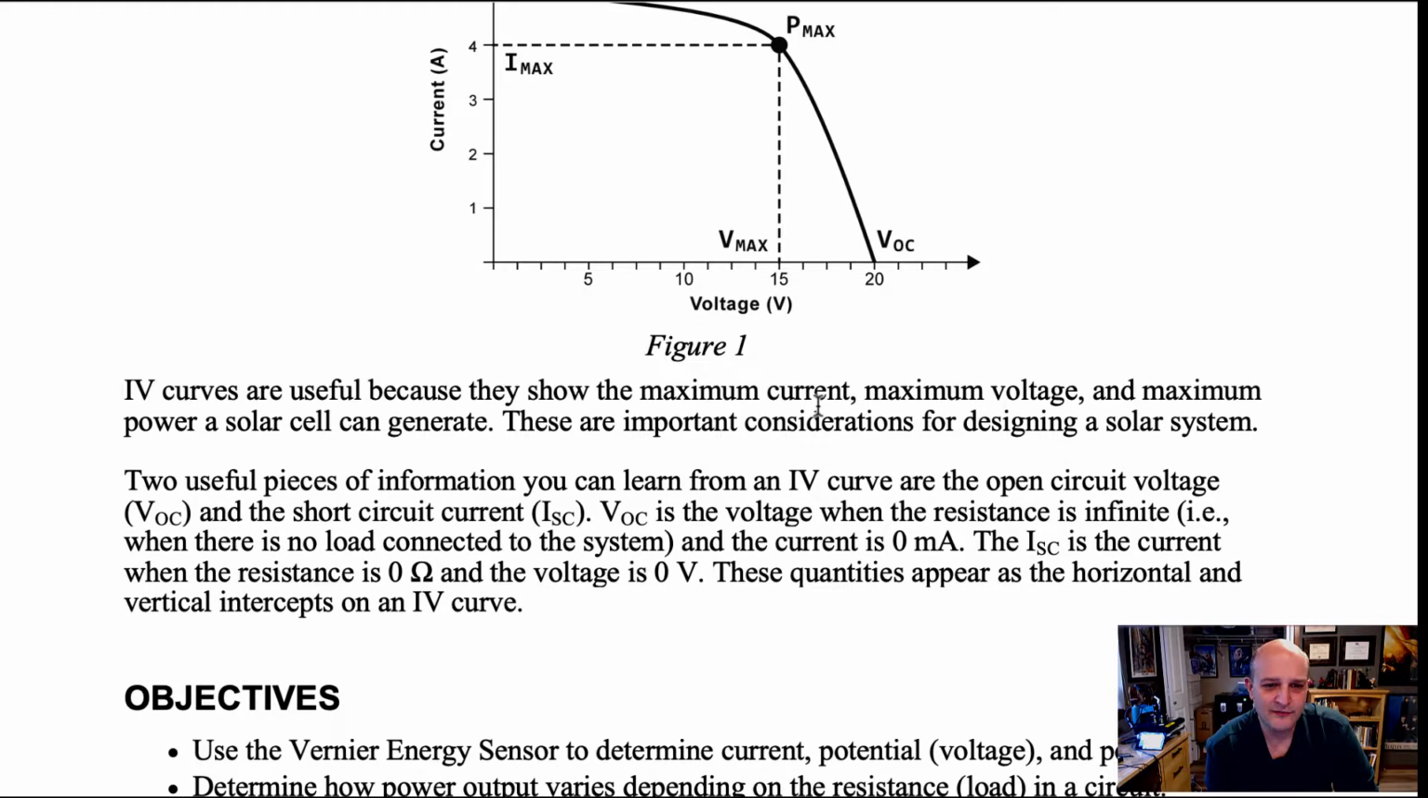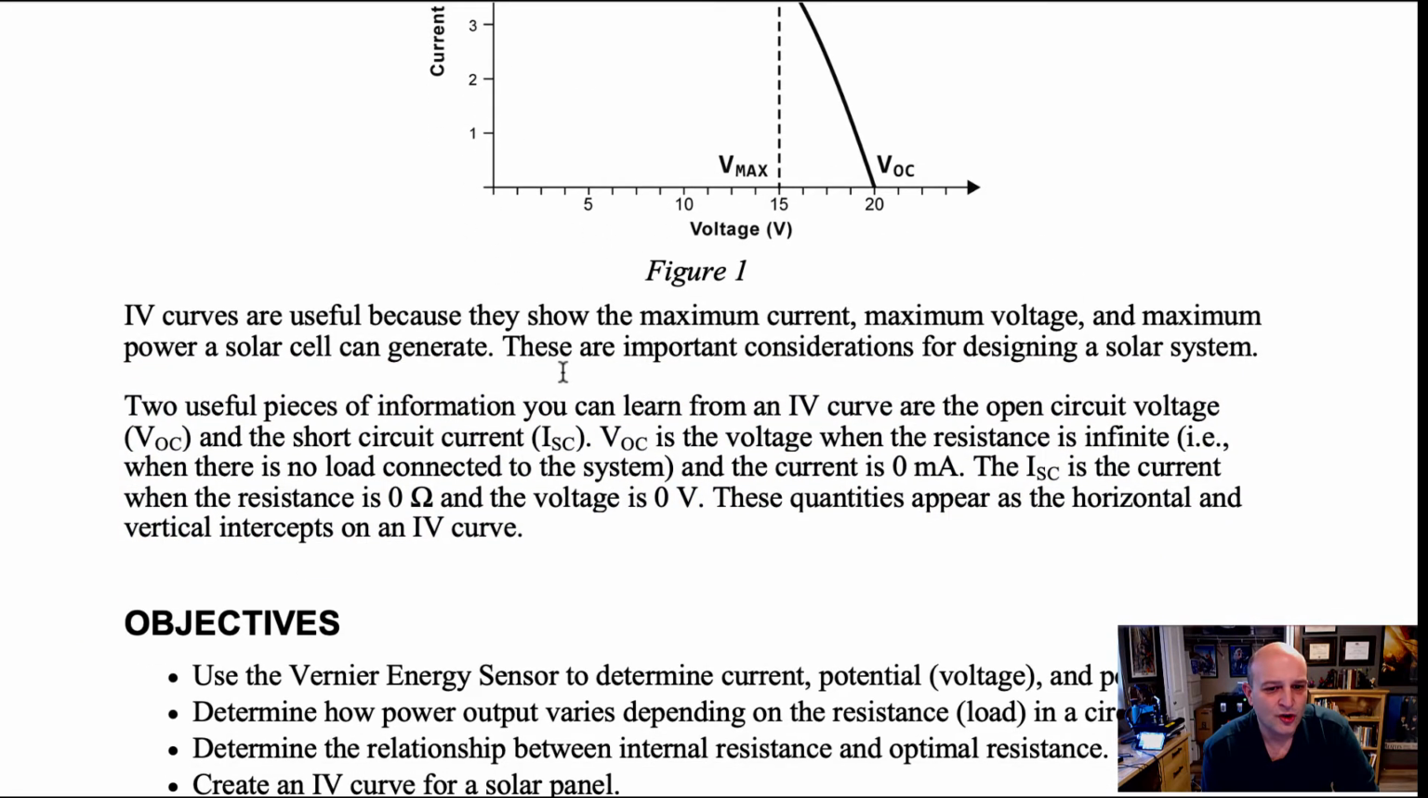Two useful pieces of information you can learn from an IV curve are the open circuit voltage and the short circuit current. VOC is the voltage when the resistance is infinite. Well, resistance is infinite when you don't have any current, right? When there's no load connected to the system and the current is 0 milliamps. And the ISC is the short circuit current, the current when the resistance is 0 and the voltage is 0. These quantities appear as the horizontal and vertical intercepts on an IV curve. That intercept means where it crosses this line right here. So we are going to do that.